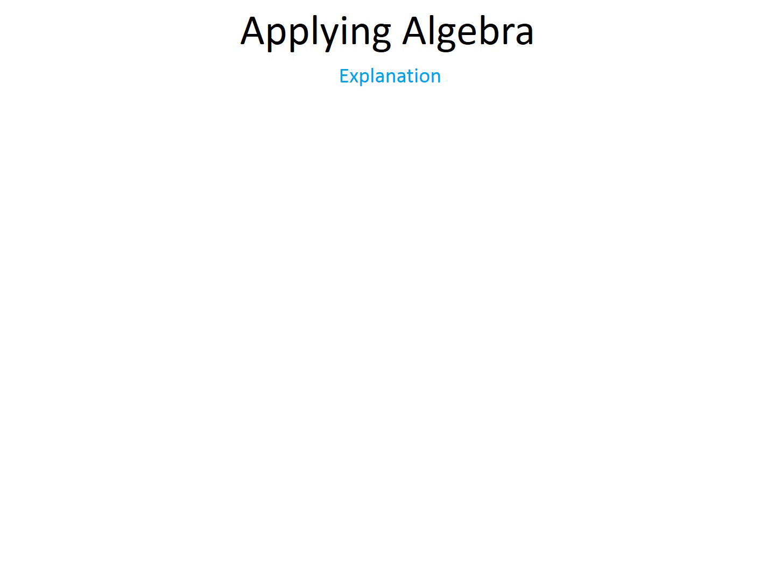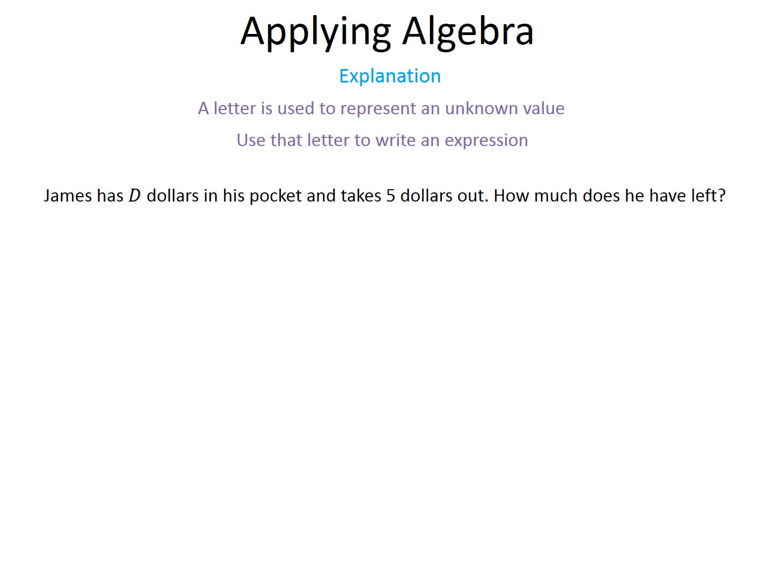So we know in algebra a letter is used to represent an unknown value, and we're going to use that letter to write an expression. So if we had James has D dollars in his pocket and he takes $5 out, how much does he have left? Here we're going to have to think first. How would I work this out normally? Just forget about algebra. How would I work it out?